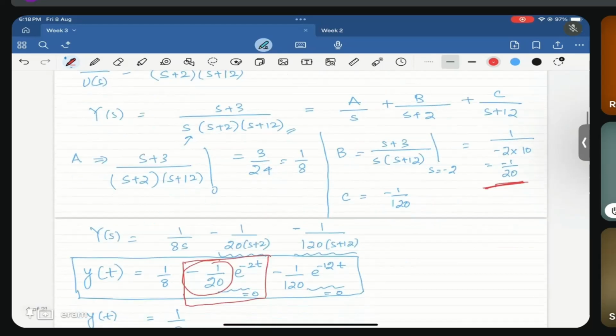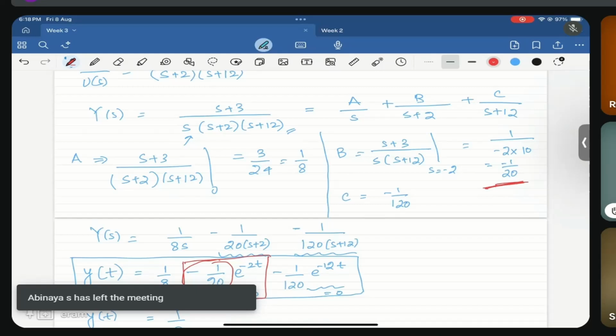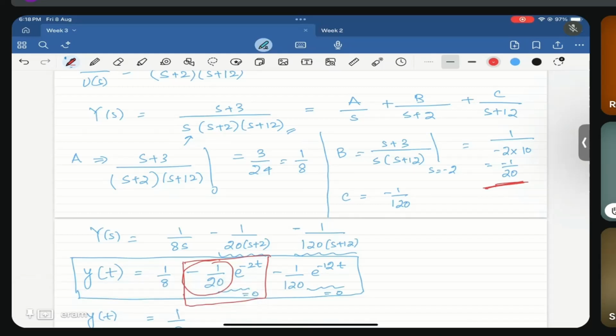No, for the dominant it is 1 by 20. How much are you getting? Coefficient B, I have minus 1 by 20. I am talking about coefficient C. What are you getting? C is minus 3 by 40. Let's calculate it. So for C, we have (s plus 3) divided by s into (s plus 2) at s equals to minus 12. So it will be minus 9 divided by minus 12 into minus 10.